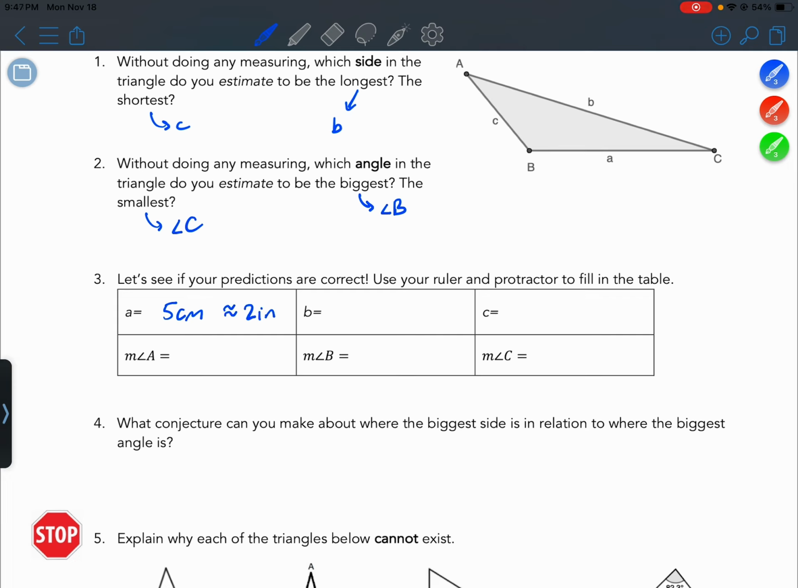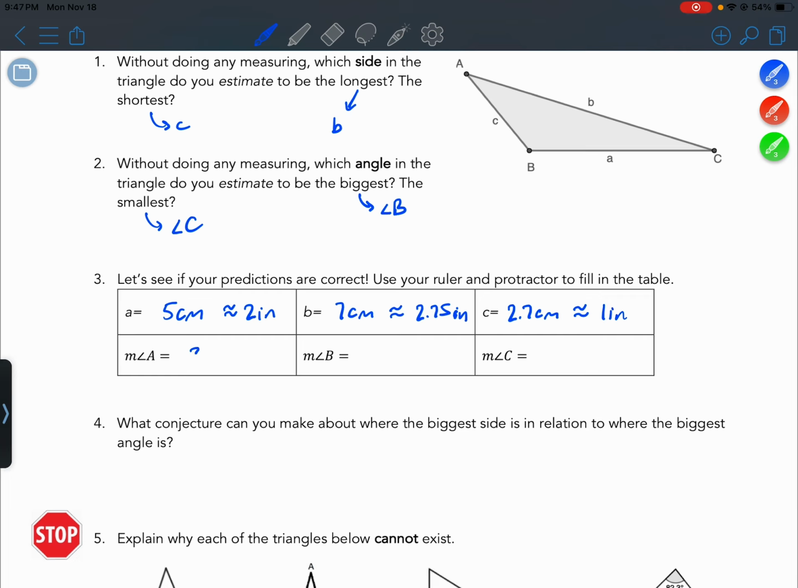Side B in centimeters was about 7 centimeters. In inches, that would be about 2.75 inches, so like 2 3/4 inches. Side C in centimeters was about 2.7, and that's a little bit over 1 inch. It'd be about 1 inch. So those were the lengths of the sides. Now the angles, and these are just ballpark figures.